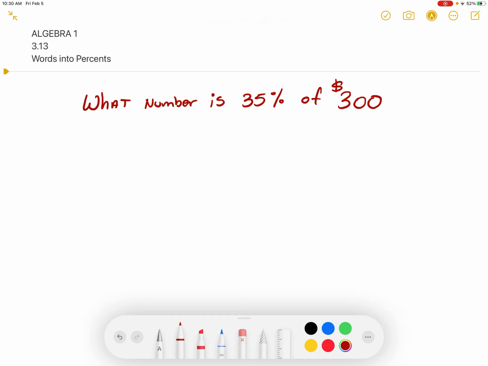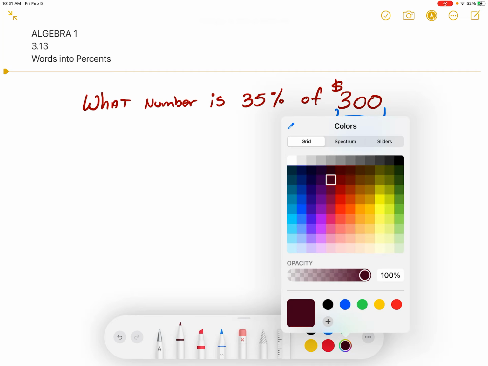We first start off by writing down what we know. So what do we know? We're looking for what number is 35% of 300. Well, first, we know that the total number is 300. So I can write down 300. We know that we're looking for a percent of 35%.